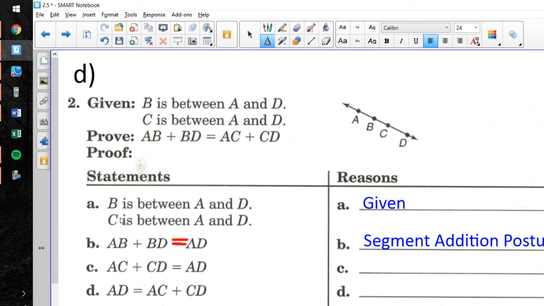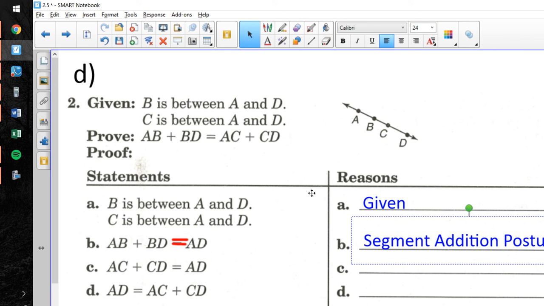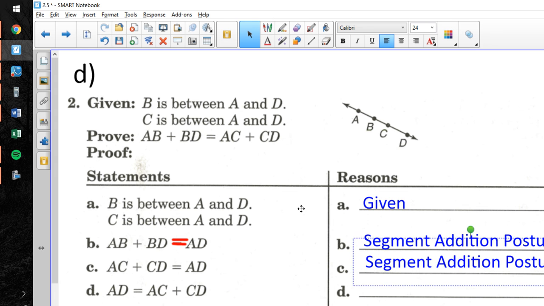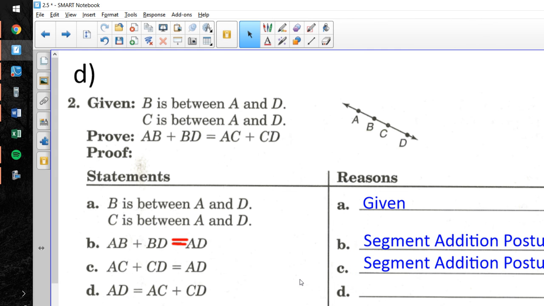Okay, let's take a look at C here. Now, I see a lot of changes from B, so I'm not sure they're directly related. But once again, I've got AC, which is the first and second little segments put together, plus CD, which is the last one, is equal to AD, which is the whole thing. That is the exact same rationale as what we just used in statement B. So C is going to be the segment addition postulate also.